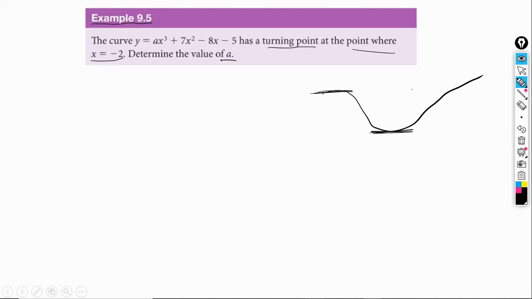So turning points are parts of the graph. So if this is f of x, for these turning points, the derivative is equal to 0.